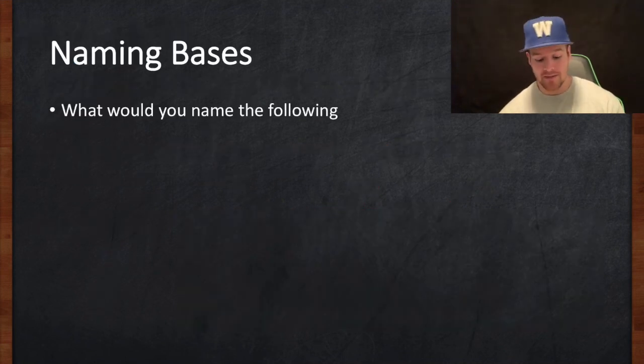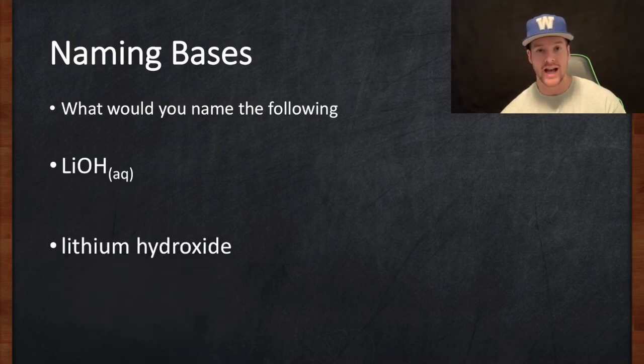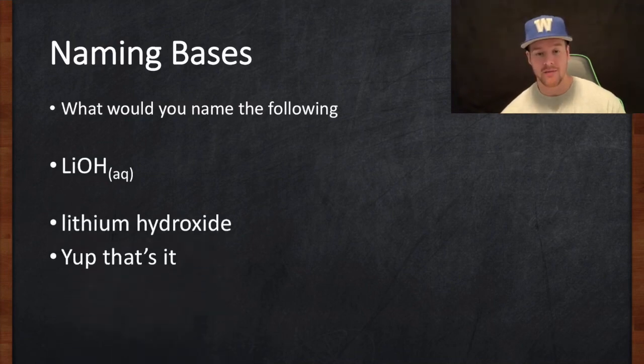Now we have to name bases, so let's look at how you would normally name the following. LiOH, we would normally name that as a lithium plus, and OH is a hydroxide. You'd put lithium hydroxide, and fortunately that's it. There are no special rules for naming bases. We name them just like we used to name ionics. And so that's it for this lesson.